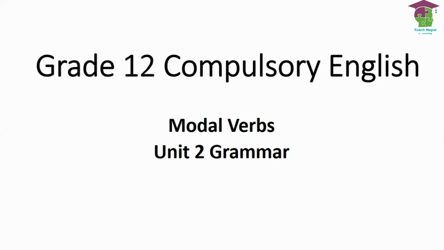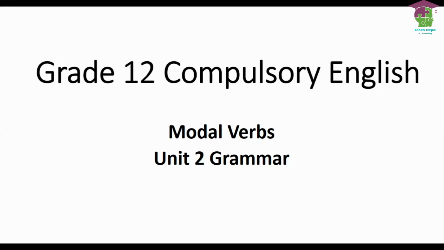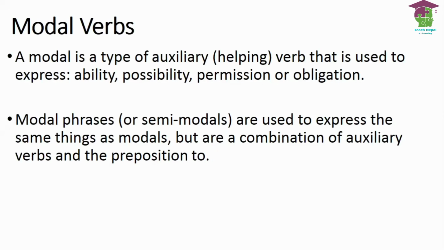Now the grammar part of unit 2. The grammar lesson we have been given there is modal verbs. So what is meant by a modal verb first? A modal verb is a type of auxiliary, that is, helping verb, that's used to express ability, possibility, permission or obligation, right? Like can, could, may, might, these are what you call modal verbs. They are used to describe ability, possibility, permission or obligation.